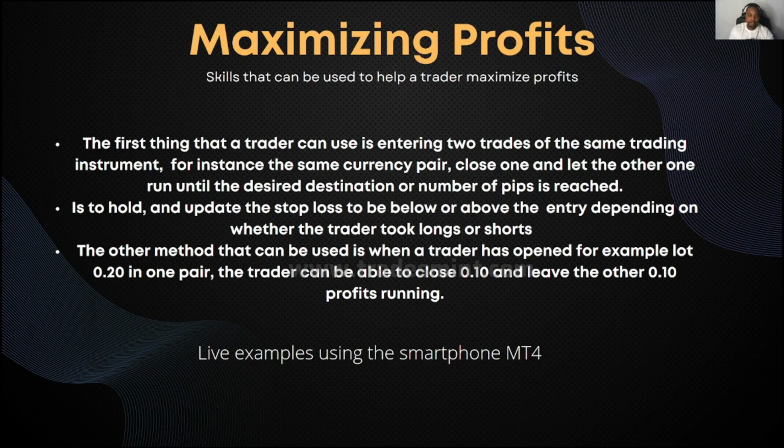So maximizing profits is a skill that can be used by any trader. This one I will really have to go to the smartphone MetaTrader 4 to explain to you thoroughly. The first thing that a trader can use is entering two trades of the same trading instrument, for instance, the same currency pair. Close one and let the other one run until the desired destination or the number of pips is reached. That's the first thing that you can do.